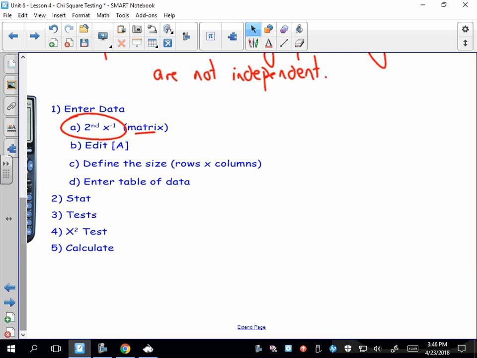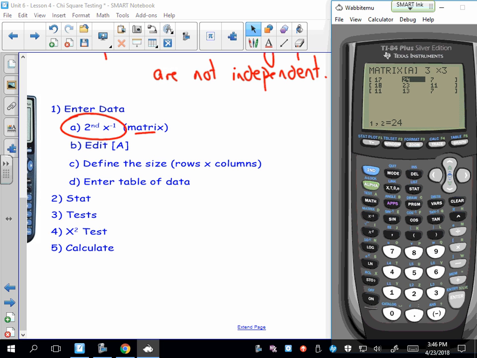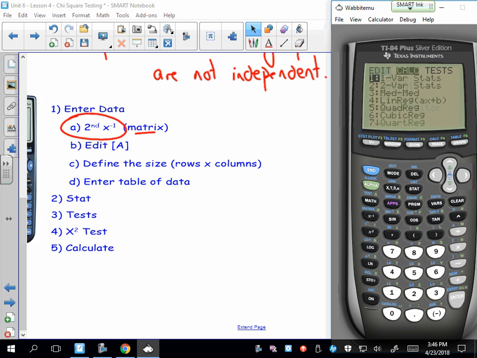What are we going to do next? Well, now we're going to do the test. So to do that, we have to go to Stat. Then we're going to go all the way over to Tests. And we're going to find the chi-squared test. Now you can go all the way down the list, but it's actually faster to go up because the chi-squared test is at the very bottom. Letter C here. Chi-squared test.